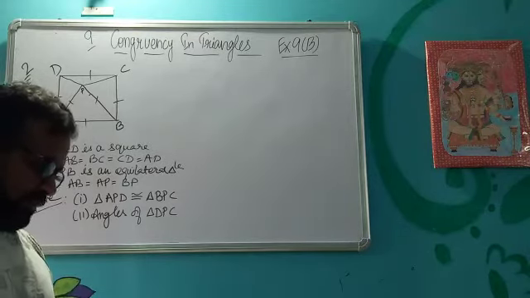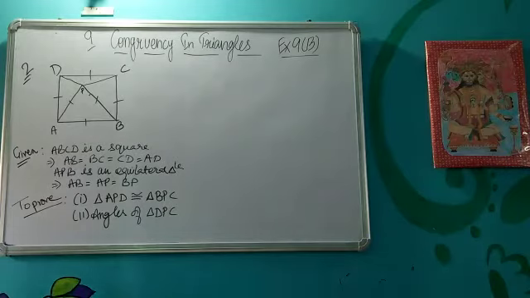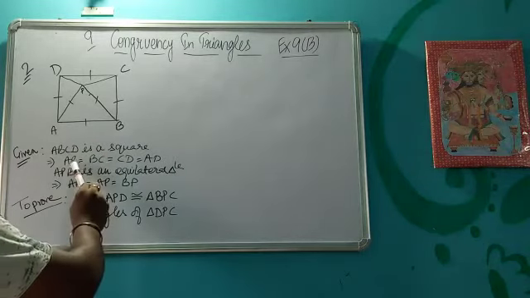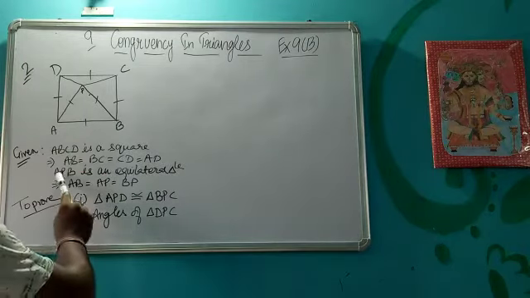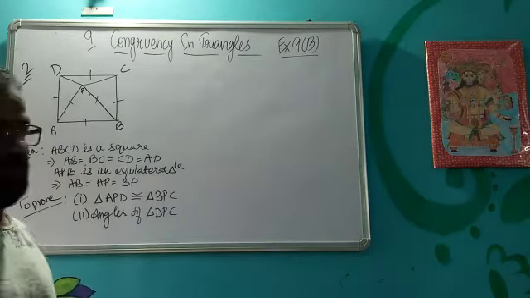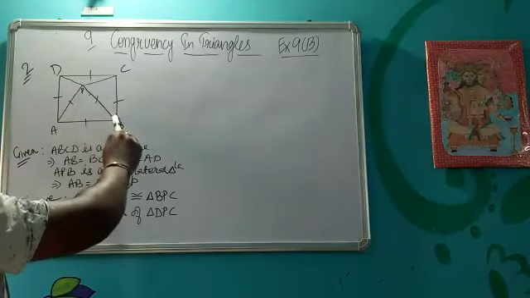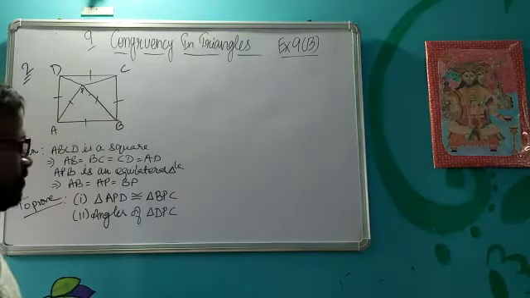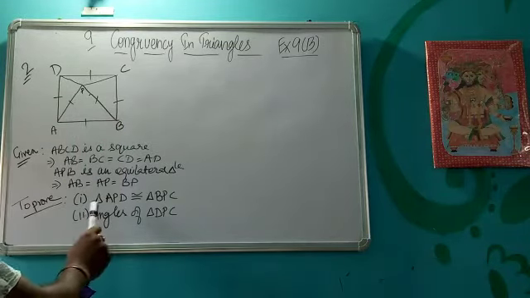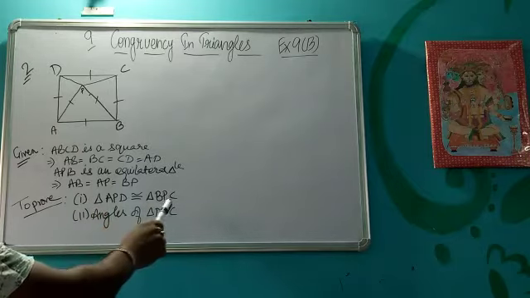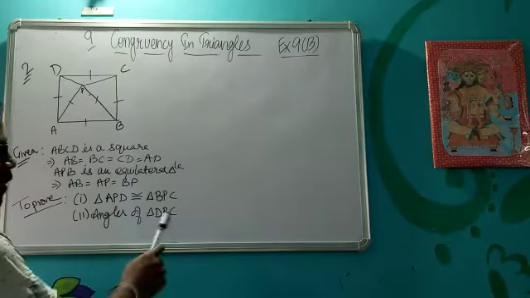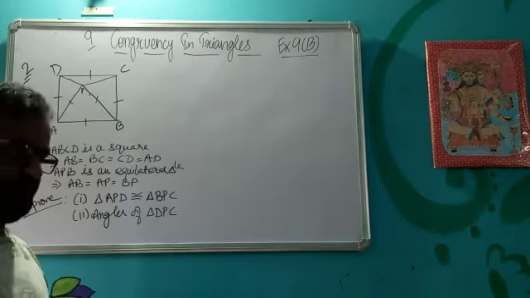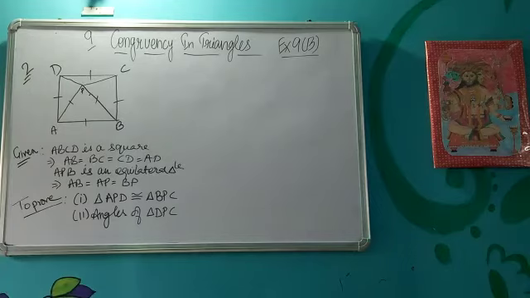It is given that ABCD is a square. Square means all the sides will be equal to each other. Then APB is an equilateral triangle. That means again all the sides are equal to each other. Now what do we have to prove? We have to prove that triangle APD is congruent to triangle BPC, and afterwards we have to find all the angles of triangle DPC. So let's solve this question.